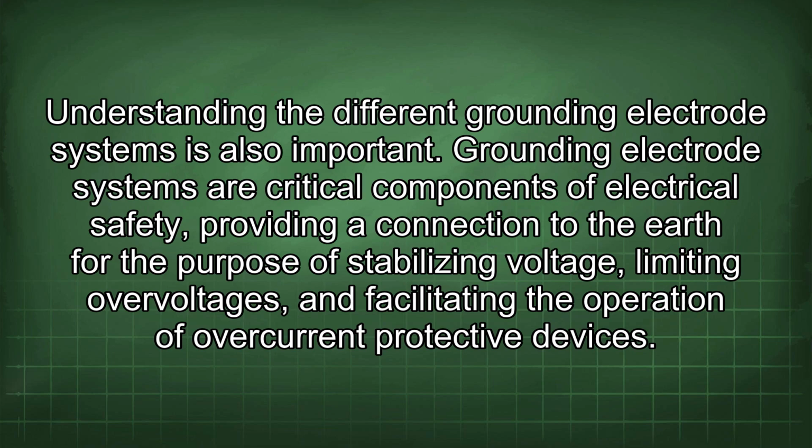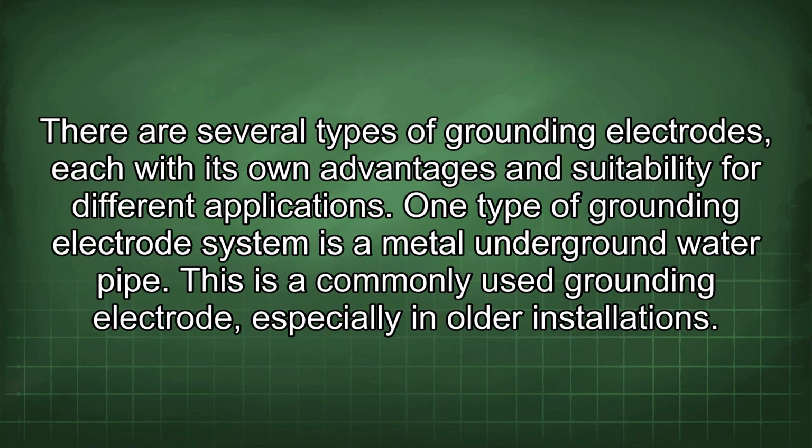Grounding electrode systems are critical components of electrical safety, providing a connection to the earth for the purpose of stabilizing voltage, limiting overvoltages, and facilitating the operation of overcurrent protective devices. There are several types of grounding electrodes, each with its own advantages and suitability for different applications. One type of grounding electrode system is a metal underground water pipe. This is a commonly used grounding electrode, especially in older installations.